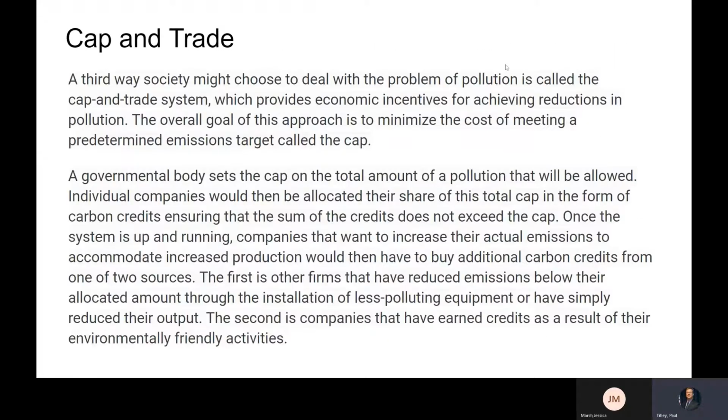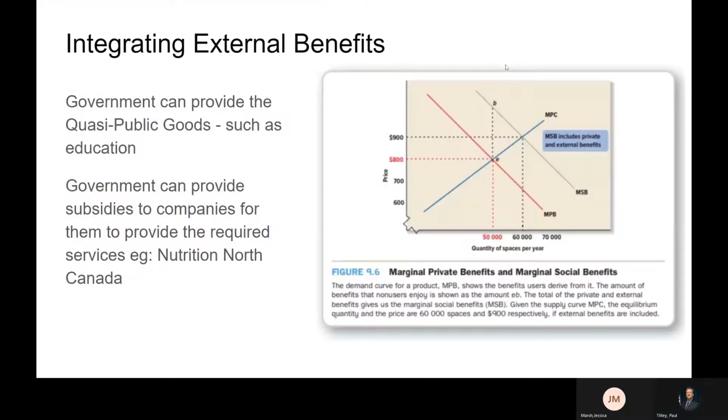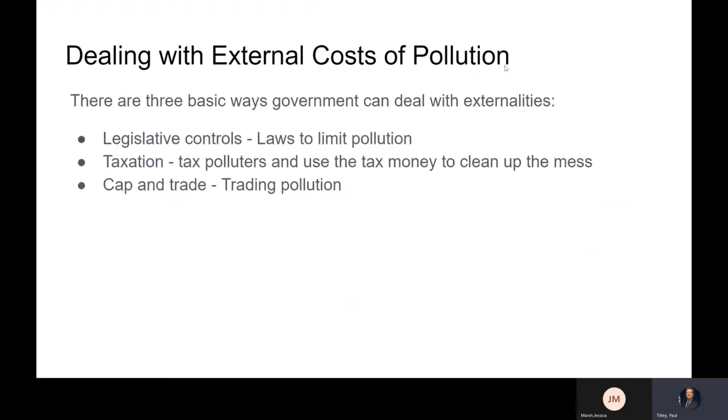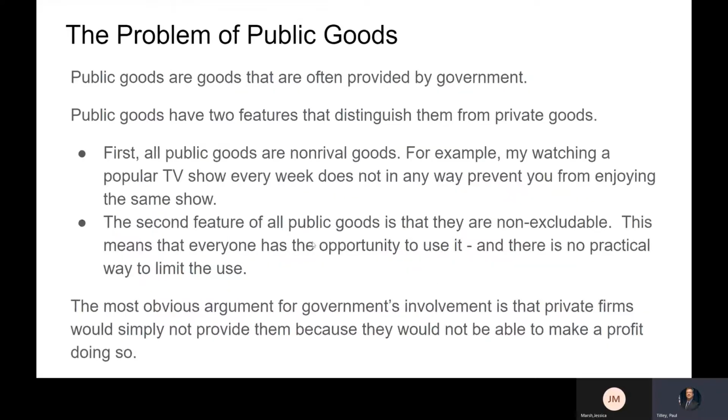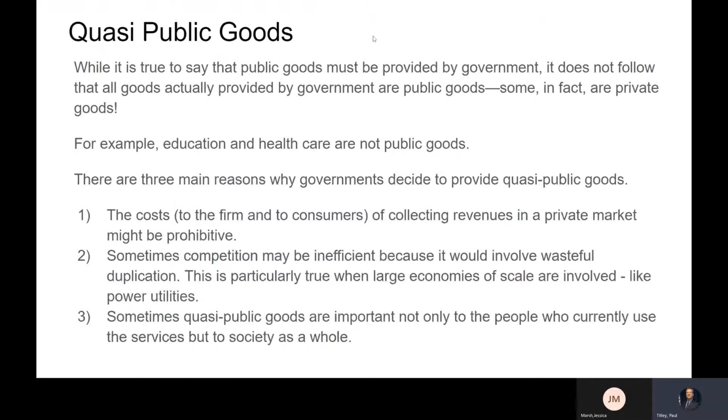And I've explained cap and trade there. I think that those are the key things that you should take away from that chapter, is the pluses and minuses of purely competitive markets and how we deal with them. So that's that chapter. Any questions there?